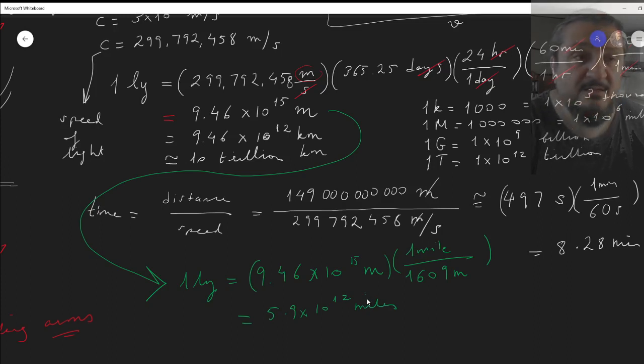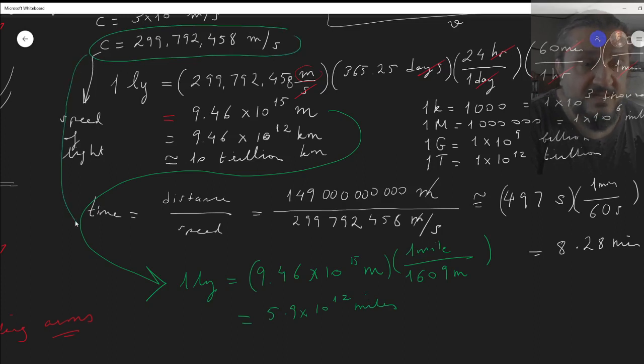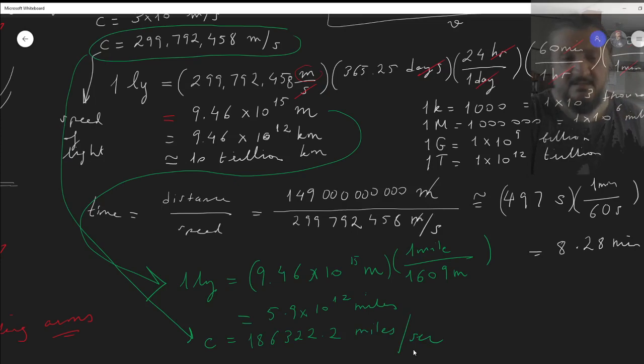Similarly, you can calculate the speed of light in miles per second. C in miles per second. What do you do? You take that number and divide by 1609. So 299,792,458 divided by 1609. This is 186,322.2 miles per second.